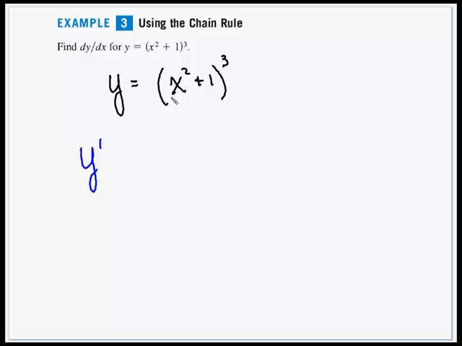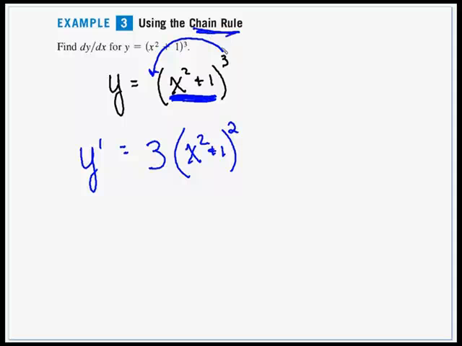The inner function is this. So I'm not going to rewrite everything in terms of u. Just like the power rule, we're going to bring this exponent down front. So we're going to have a 3 times this quantity, x squared plus 1 in this case, to 1 power lower. Drop that third power down to a squared. And now the chain rule comes into effect, and we're going to multiply this by the inner function's derivative.